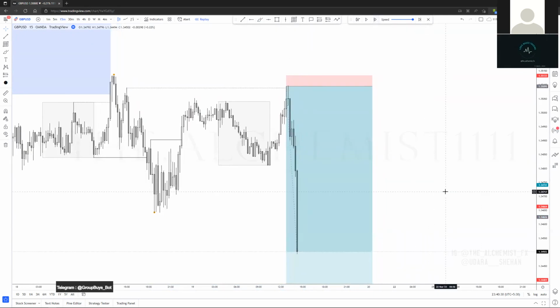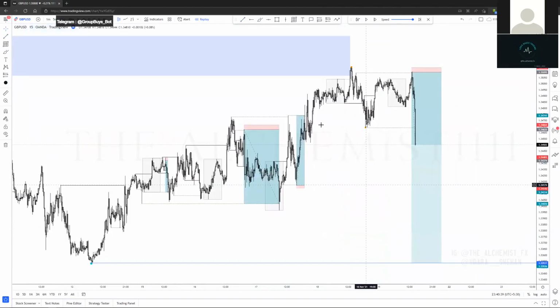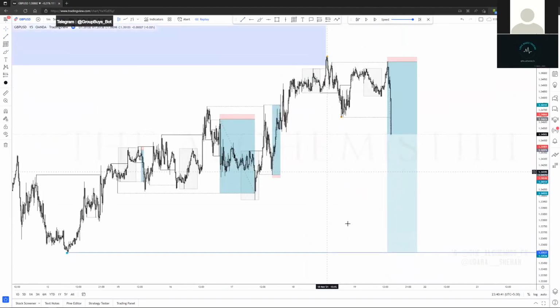So here comes the drop, the big drop. Melted like butter. Now what you could do is take your partials and leave a runner into here.